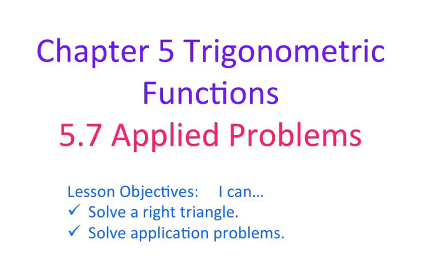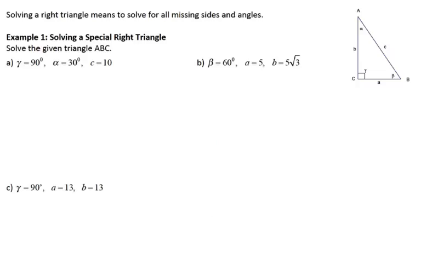So what we're doing with this particular section is going back to solving right triangles. We're going to solve regular right triangles, special right triangles, and use them to solve some application problems. When I say solve a right triangle, that means you're solving for all missing sides and all missing angles. The sides we can round to the nearest tenth, and the angles we can round to the nearest hundredth.